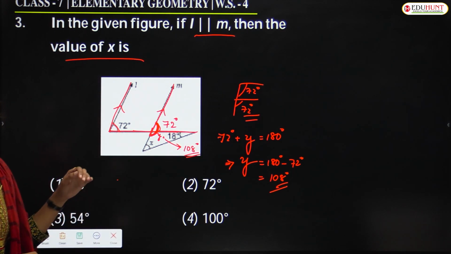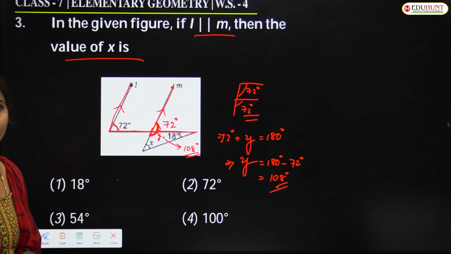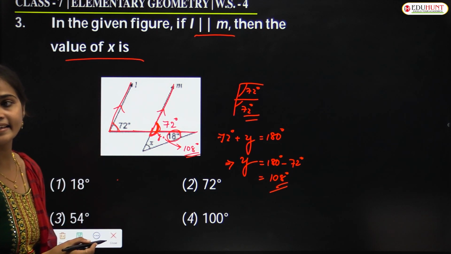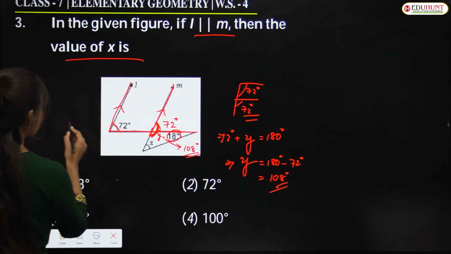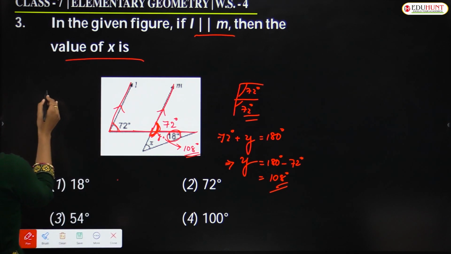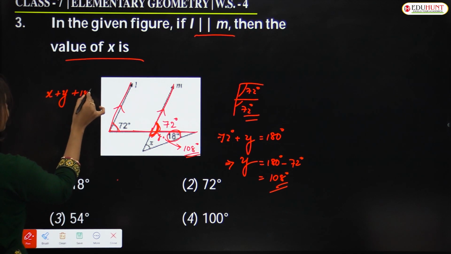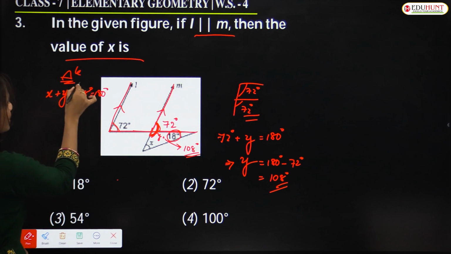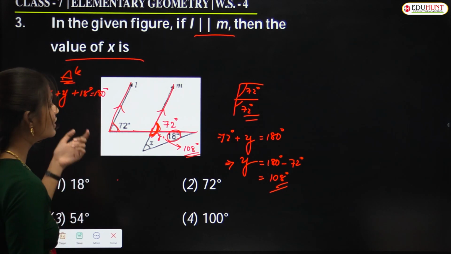So in the triangle, we just discussed that the sum of all angles is equal to 180 degrees. So what is this angle here? This is 18 degrees, and another angle we know is 108 degrees. By using that condition, x plus y plus 18 degrees is equal to 180. Why? Because this is a triangle, and the sum of all interior angles is equal to 180 degrees. That condition I am applying here.